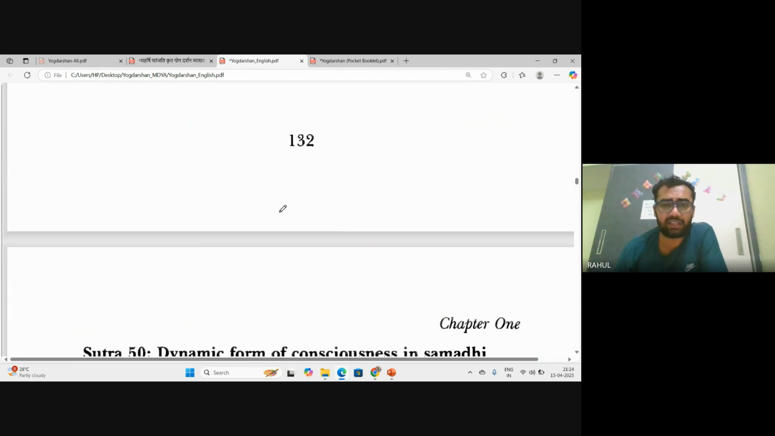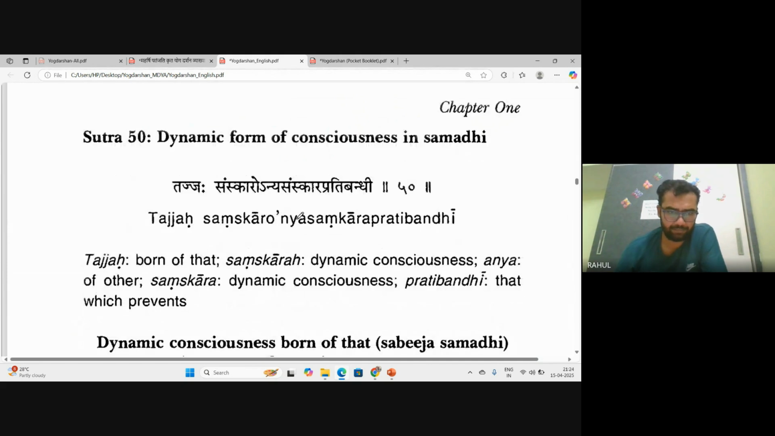If the yogi is still detached, Tajja Samskaro Anya Samskara Pratibandhi. If the yogi is still following detachment, not attaching to the powers of Ritambhara Pragya Vivekakhyati, not attaching like Hanumanji, then his sanskaras, his karmas, they will reduce.